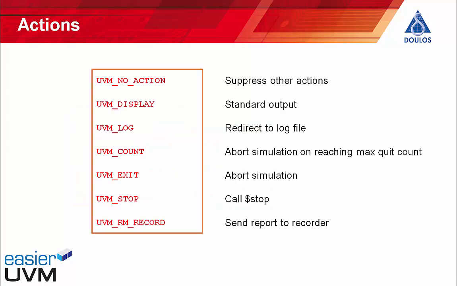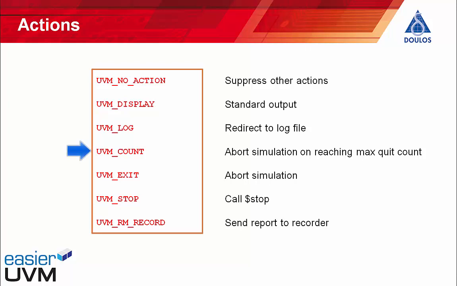Let's take a look at all of the available actions that are built into UVM. So there's 7 built-in predefined actions listed here. UVM no action does nothing, but UVM no action is actually an active action which not only does nothing, but it suppresses all of the other actions. Then UVM display, the default for most of the severity levels, which just causes the report to be printed out to standard output. UVM log will redirect the report to an explicitly opened log file, although to make that work you do actually have to open a log file, as I'll explain in a minute.